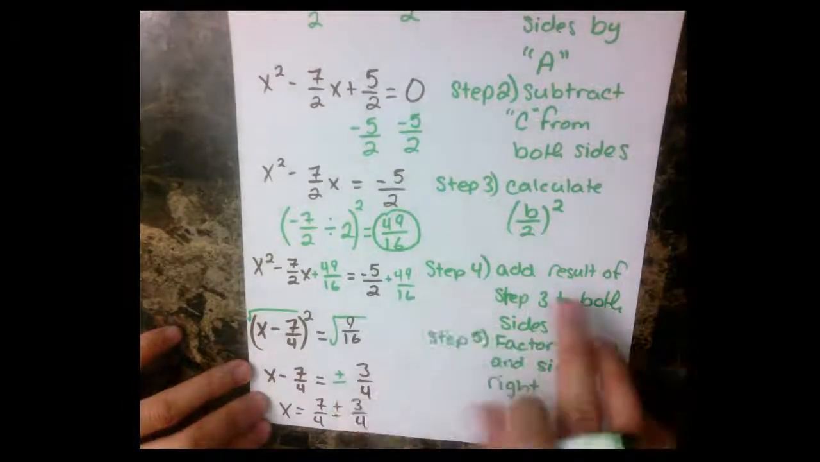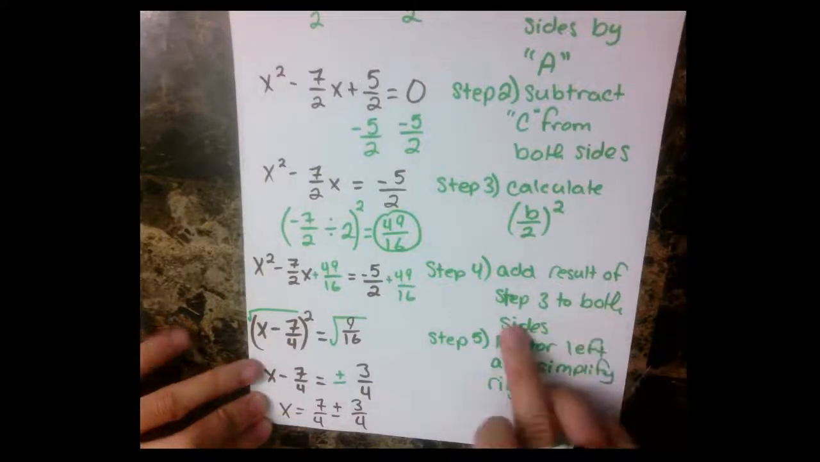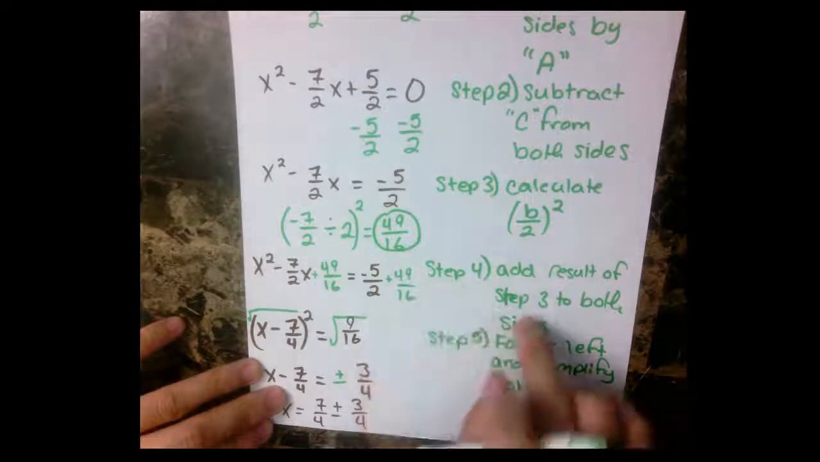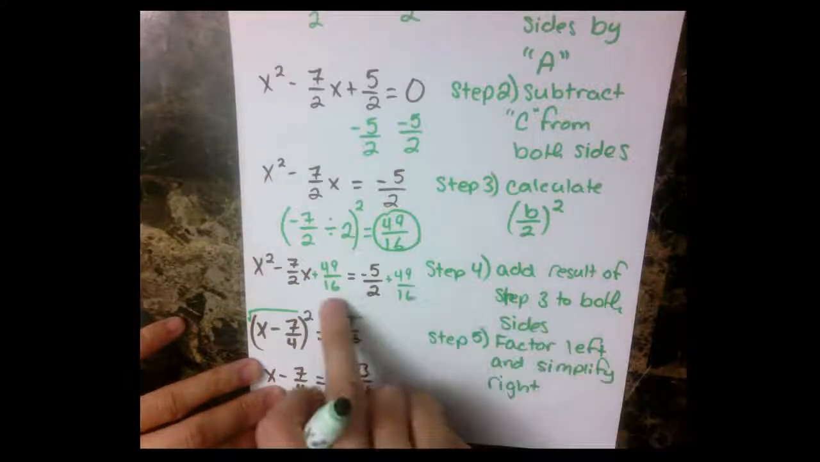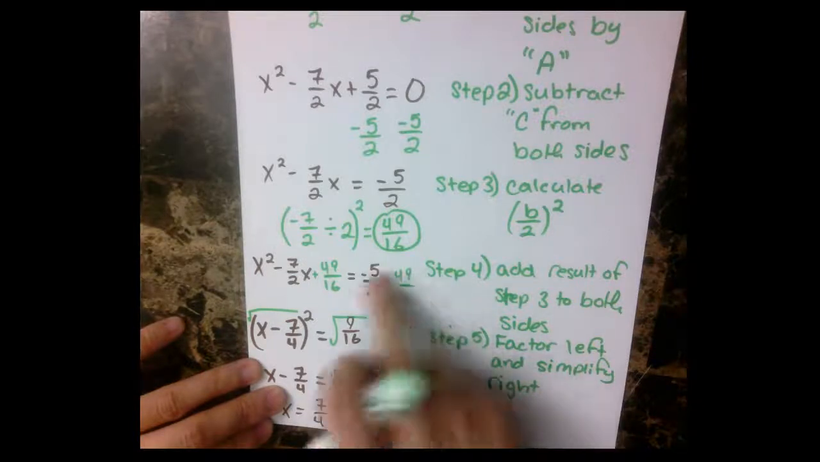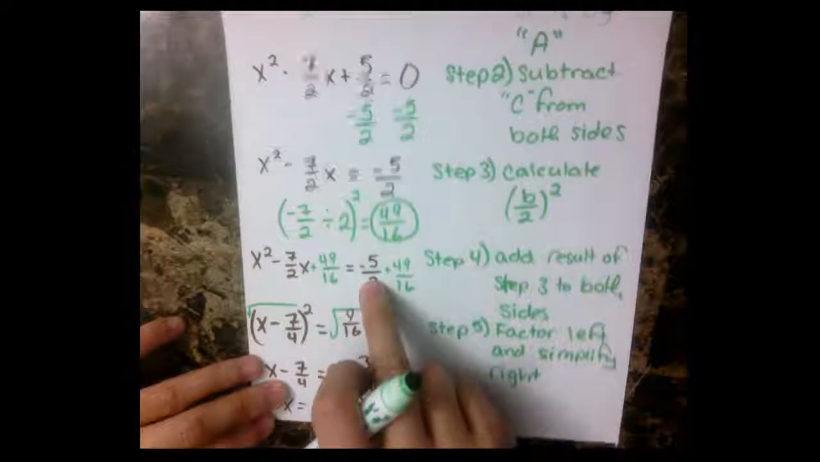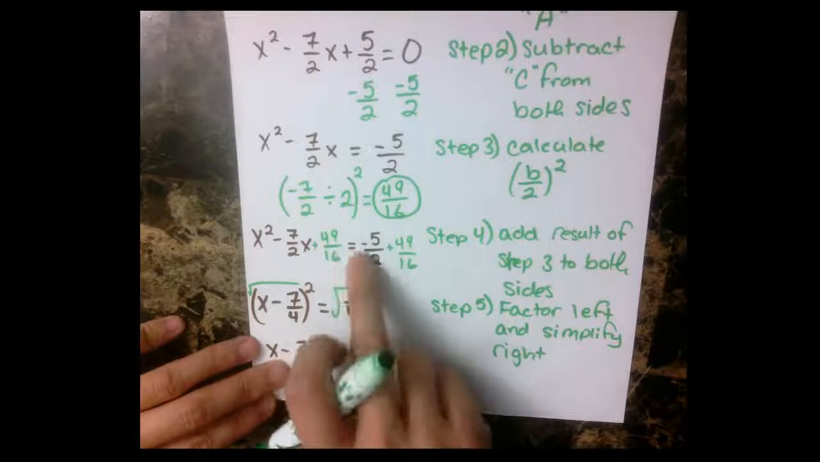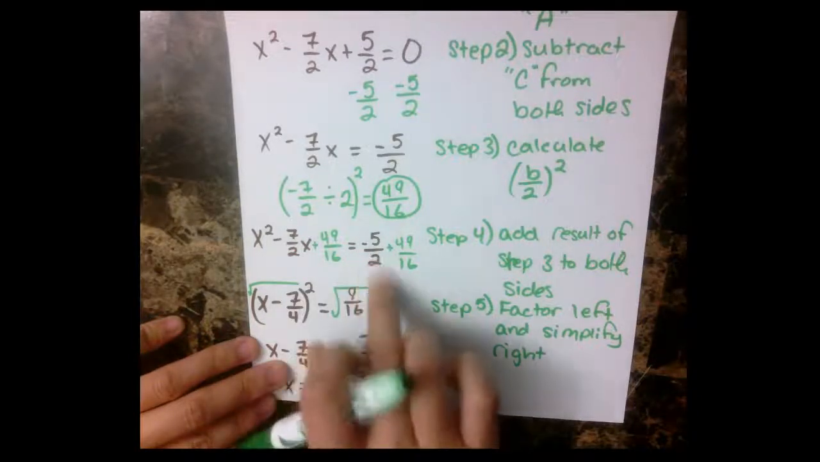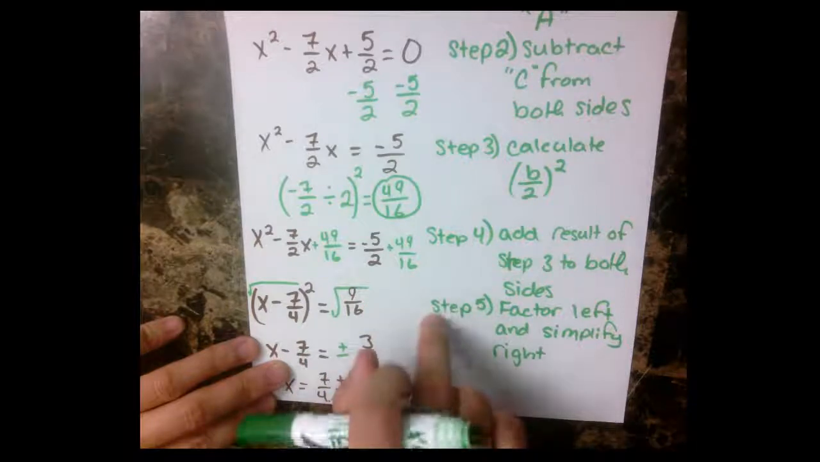Step 4 is go ahead and add the result of step 3 to both sides. So that thing that you calculated, which in this case is 49/16, add it to both sides. So we're going to add it to the left side, and then we'll add it to the right side. And we'll combine these in a little bit. All right. Your next step is, well, you do have to simplify. Okay. So we're going to factor the left side and simplify the right side. That's your step 5.